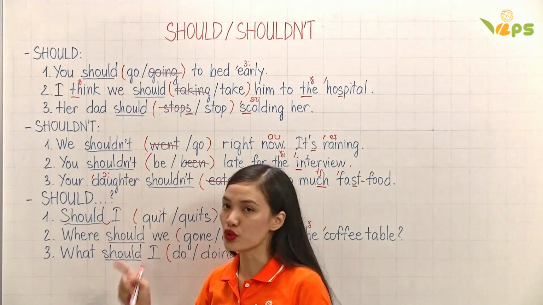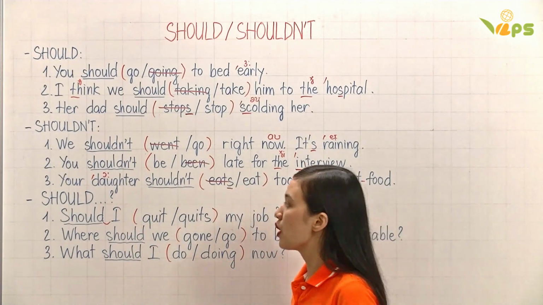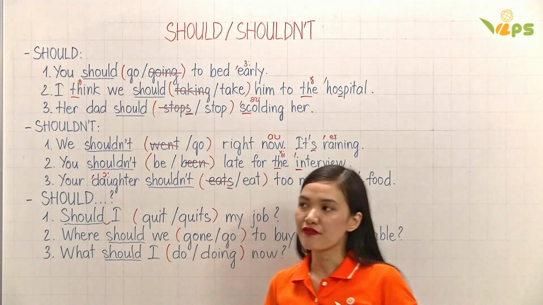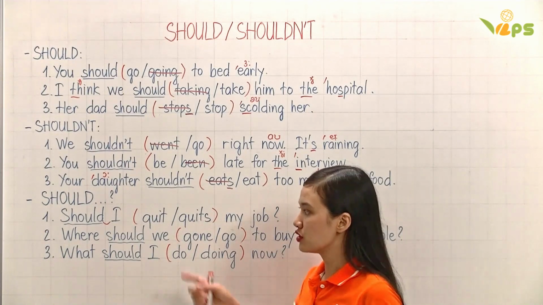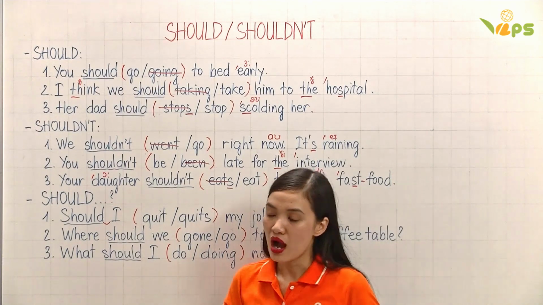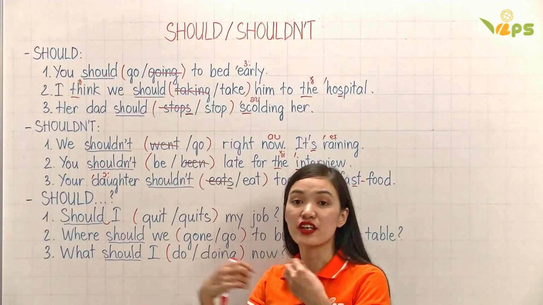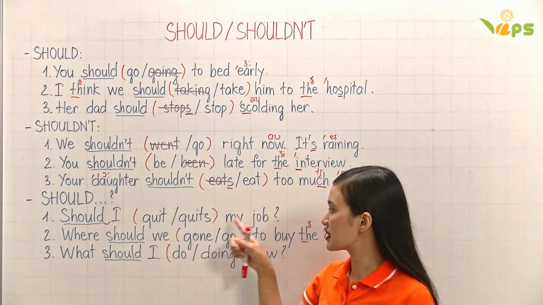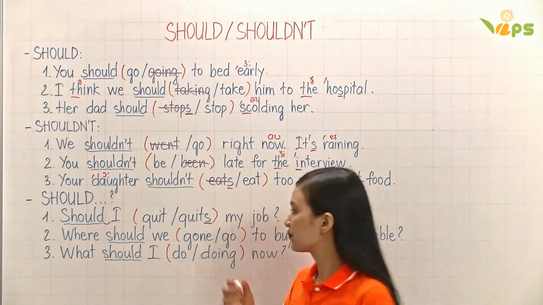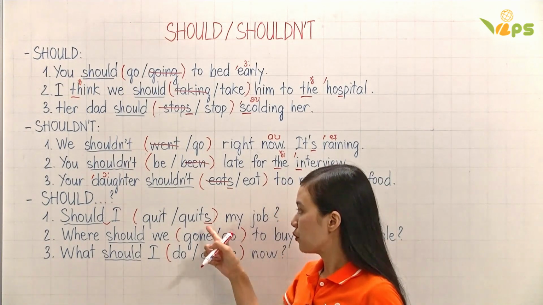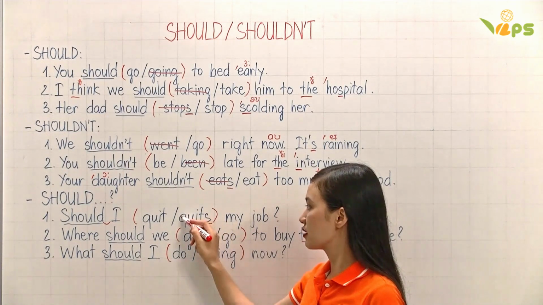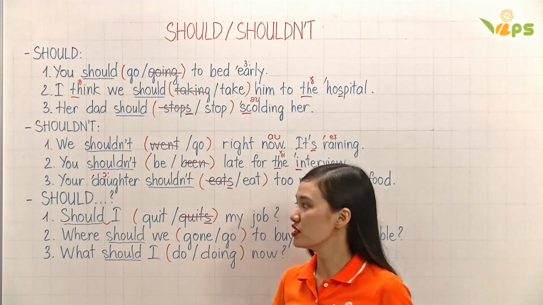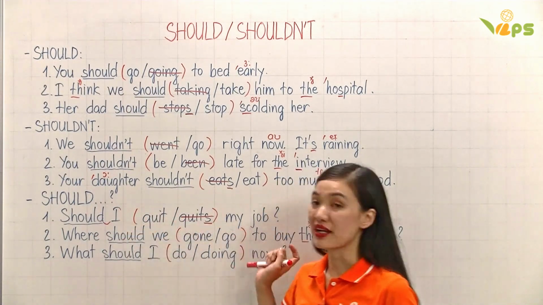Now for should, we can use should to ask a question. Number one, should I? If you begin the question with should I, that means you are asking somebody, is that a good idea for me to do so? Should I quit or quits my job? Of course, quit. Should I quit my job? That means, do you think that is a good idea to quit my job? Should I quit my job?